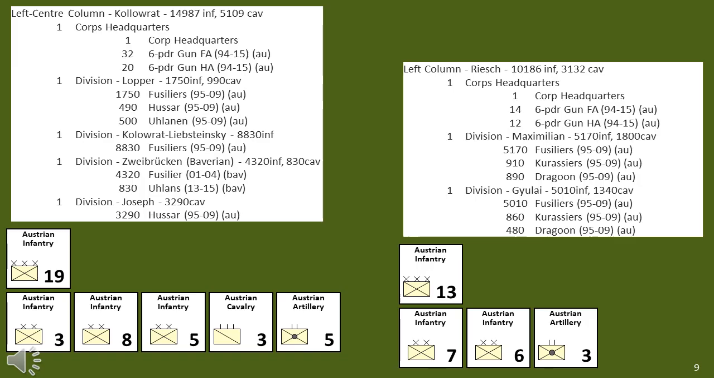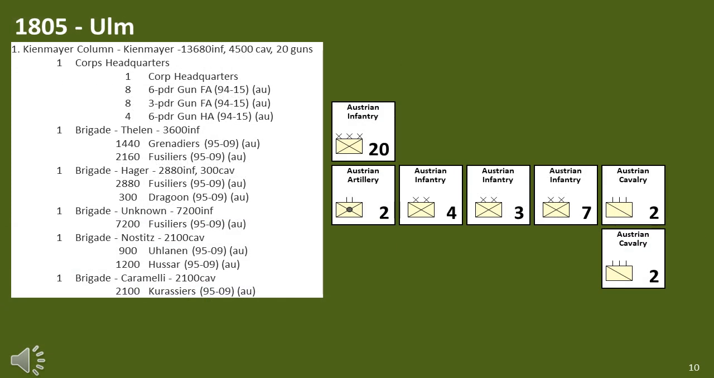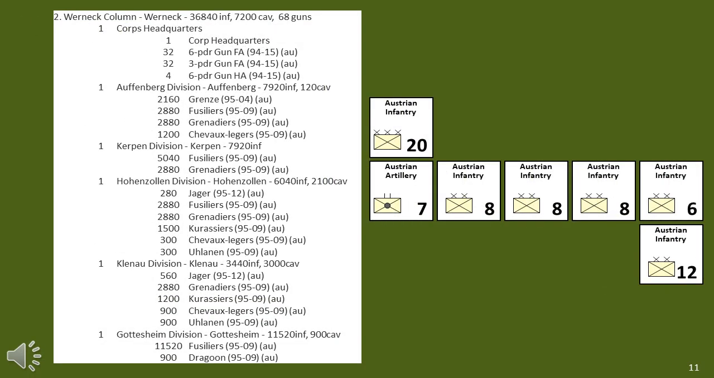When we move over to 1805, in this case the forces which were involved at the Battle of Ulm, the Austrians initially moved into Bavaria in 4 columns. The column was a combined arms formation and, in theory, could operate in the same manner as a corps, but in the 1805 campaign this did not occur. The largest column consisted of over 40,000 men, and during the subsequent campaign was divided into 2 parts.